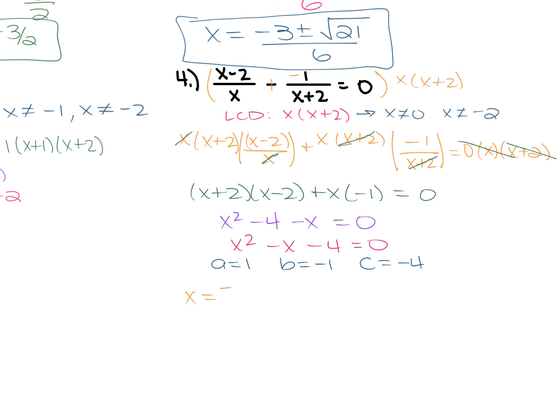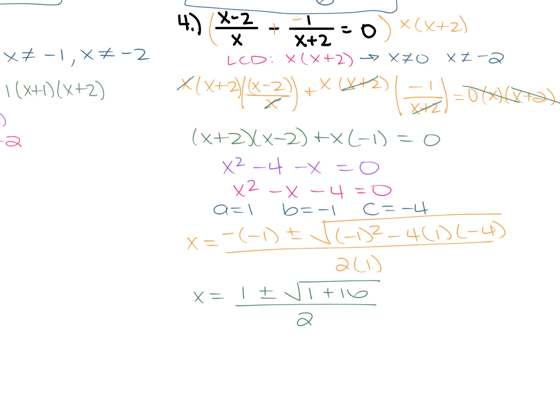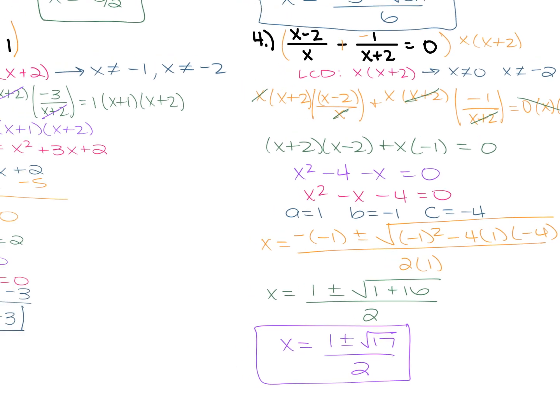So that's going to give us x is equal to the opposite of -1 plus or minus the square root of -1 squared minus 4 times 1 times -4 all over 2 times 1. So this simplifies to give us 1 plus or minus the square root of 1 plus 16 all over 2. Your 1 plus 16 underneath that radical is 17, so that's 1 plus or minus the square root of 17 all over 2. That fraction is neither 0 nor -2, so that is your solution.